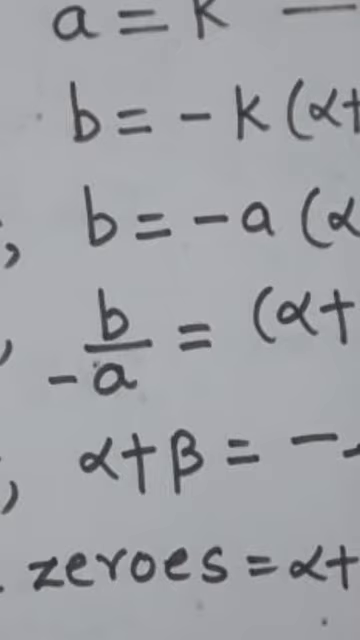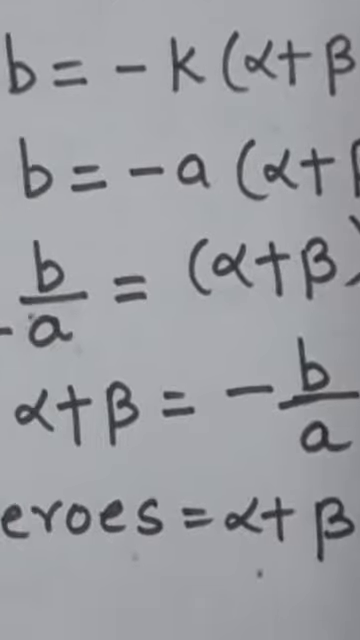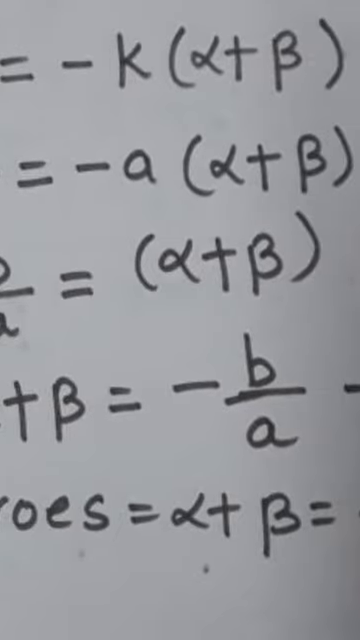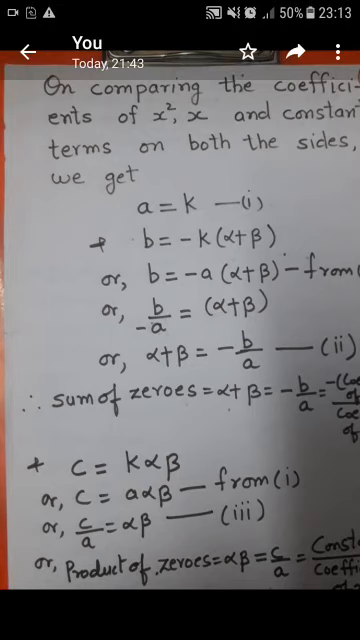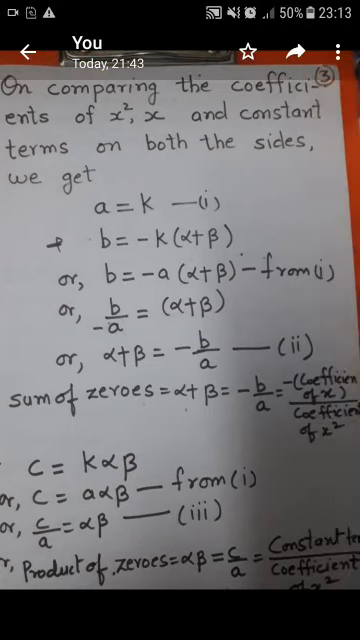Or this can also be written as alpha plus beta is equal to minus b by a. So, the sum of zeros, alpha plus beta, is equal to minus b by a, where b is the coefficient of x. It can be written as minus, within bracket, coefficient of x upon coefficient of x square.